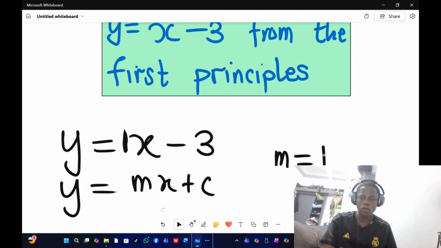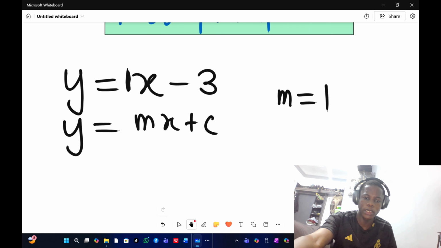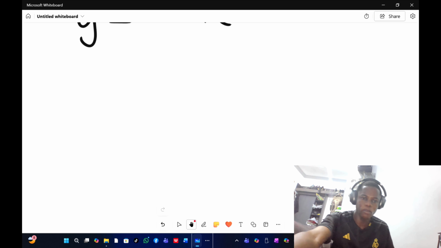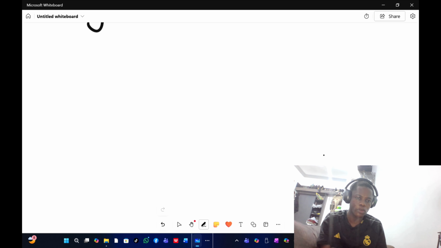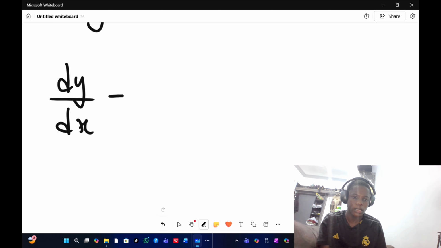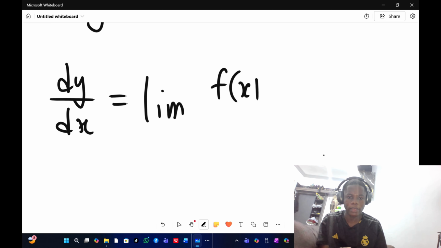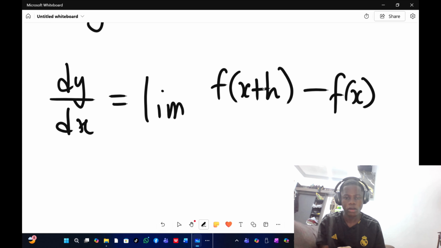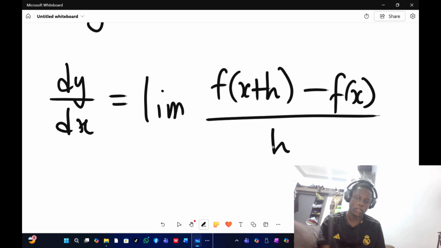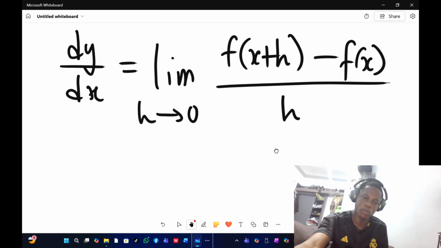But we have been told to use the first principle. So we can't use this approach to determine the derivative. So we have to use the first principle approach. So let us put the formula down. dy/dx is equal to the limit of f of x plus h minus the original function, all divided by the small increment h, as h approaches 0. So this is the formula that we'll be using.